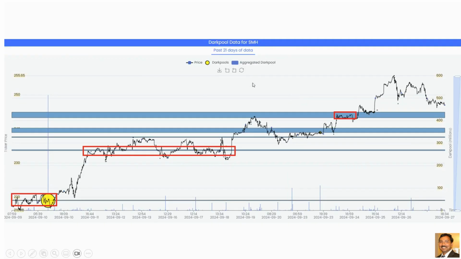And these are the SMH dark pools. There are very good dark pools at the 242 level, then 232, and then 220. At the 220 level, we clearly see a huge dark pool of 500 million that came on 9/10. So if it breaks the 242 and 232 levels, then 222 and 220 act as very good support for the SMH.